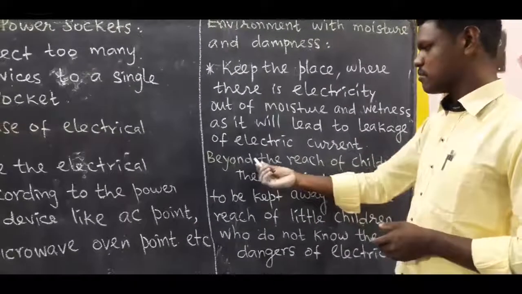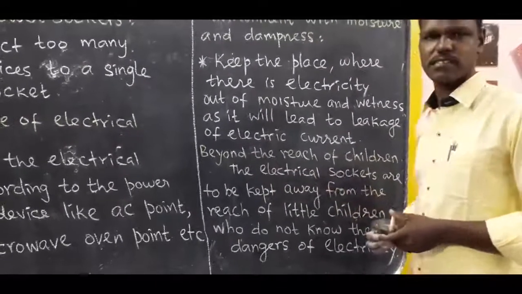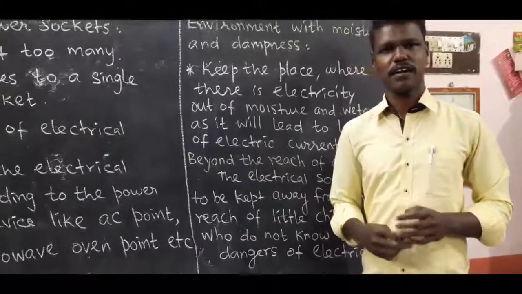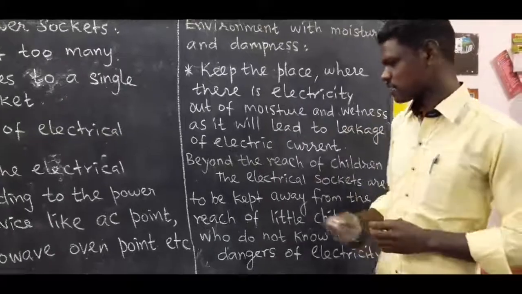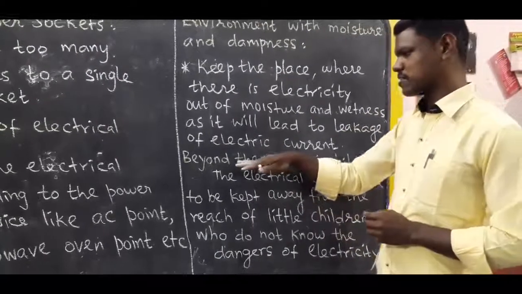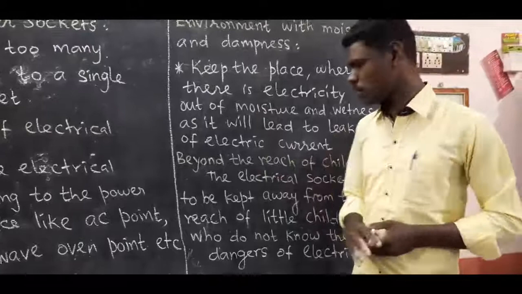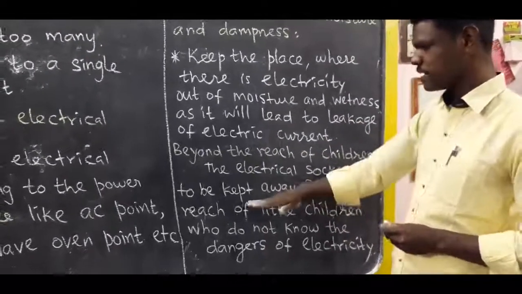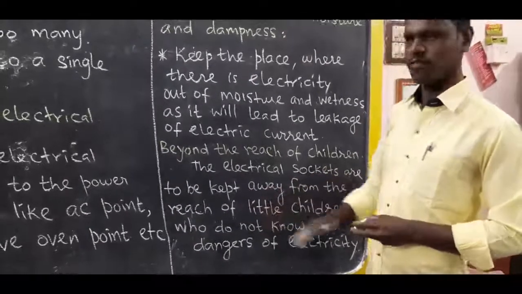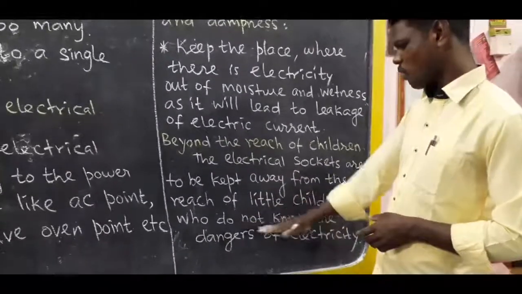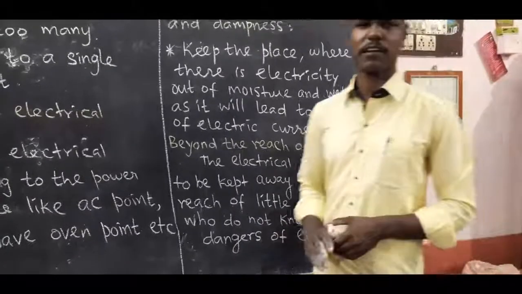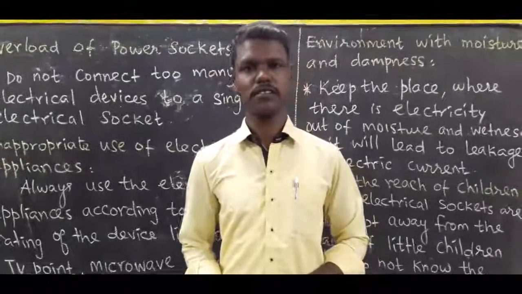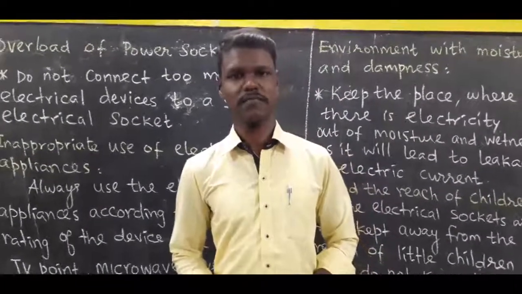The last one is beyond the reach of children. Electrical devices, electric appliances, plug points and sockets should all be kept so that children cannot touch them. The electrical socket should be kept away from the reach of little children who do not know the dangers of electricity. So we need to take all these precautions while using electricity. Thank you.